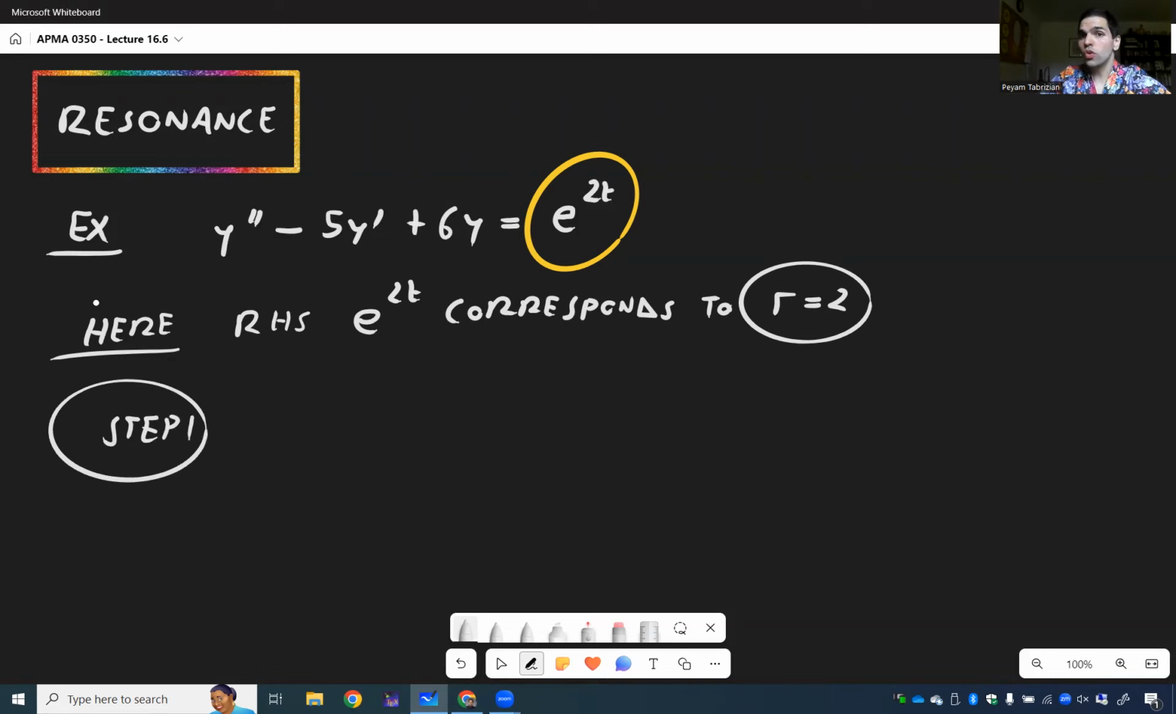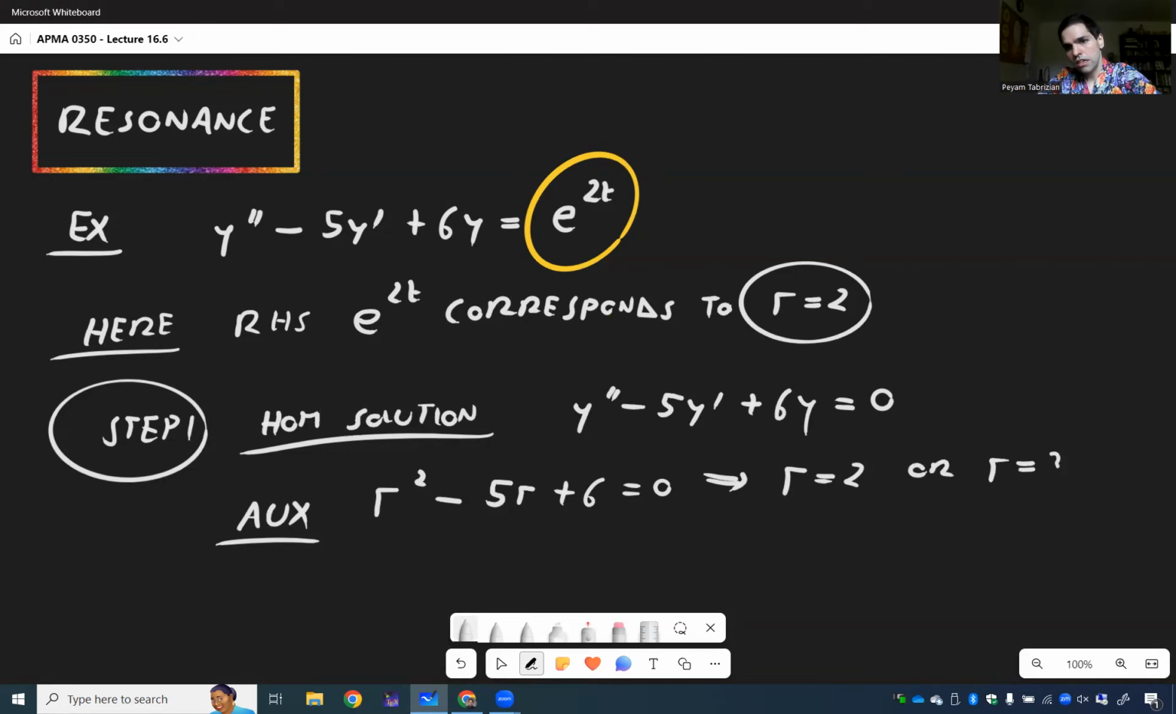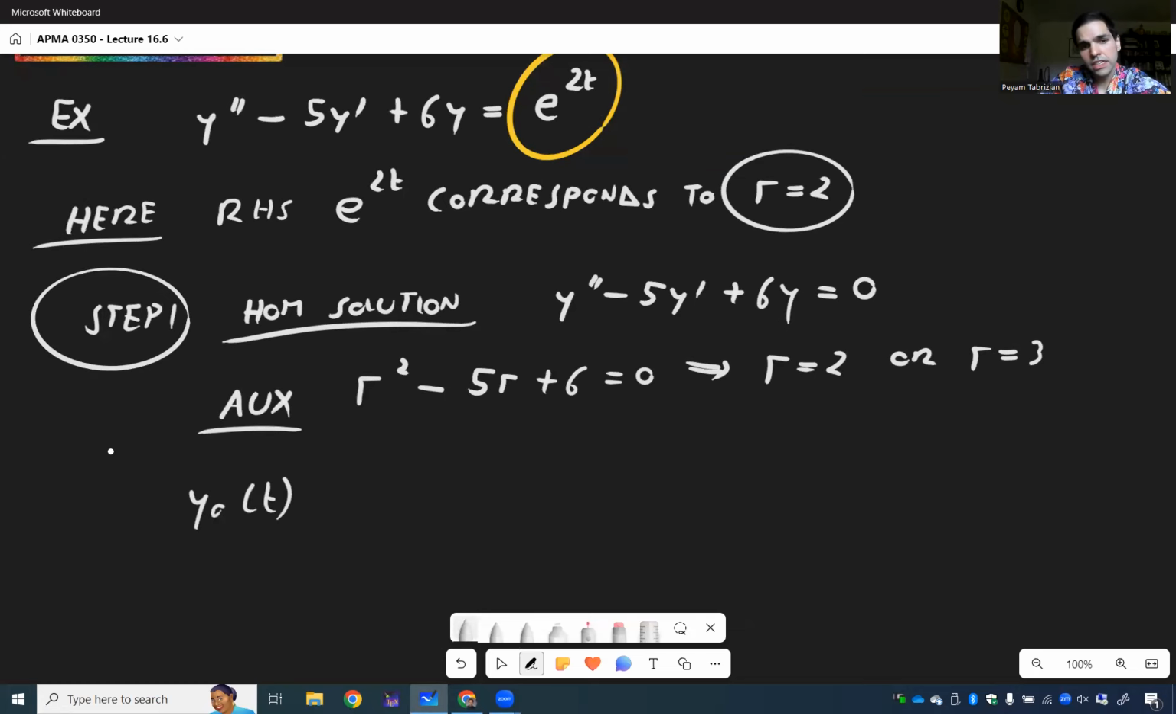All right. Now, as usual, let's find a homogeneous solution. Okay, so y double prime minus 5y prime plus 6y equals 0. We want to solve that. So the auxiliary equation is r squared minus 5r plus 6 equals 0, which gives you r equals 2 or r equals 3. And that gives you solutions. y0(t) is a e to the 2t plus b e to the 3t.